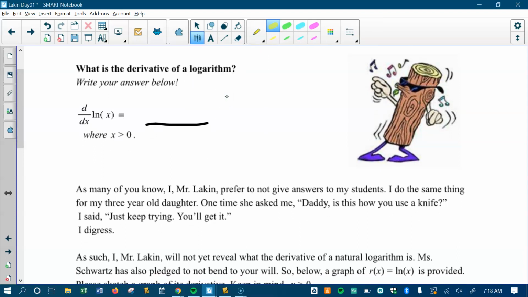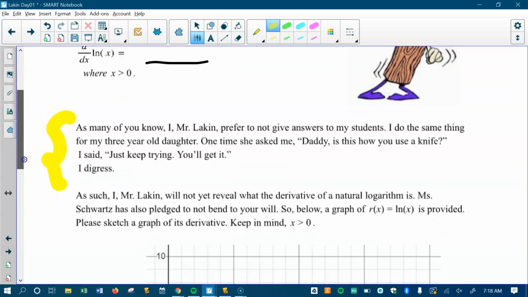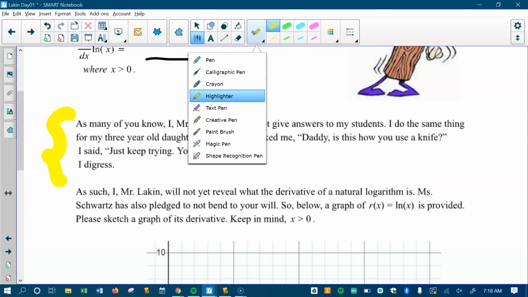As many of you know, I do not like to give answers to my students, especially when I want them to think about it for themselves. So I do the same thing with my 3-year-old daughter. Like one time she asked me, "Daddy, is this how you use a knife?" And she was holding this massive knife. And I said, "I don't know. You just got to keep trying and you'll get it." And that ended well.